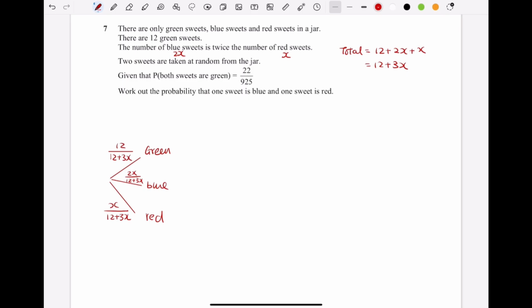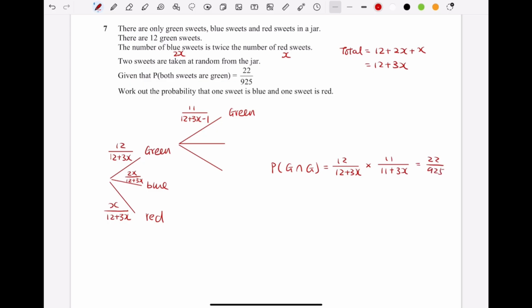Now we are taking 2 green sweets. So that means the second sweet is also green. Then that means there are only 11 green sweets left in the bag. And then the total number of sweets is going to be 1 less because I've already taken out a green sweet. So the probability of green and green is going to be 12 over 12 plus 3x times 11 over 11 plus 3x. And we know this probability equals 22 over 925.